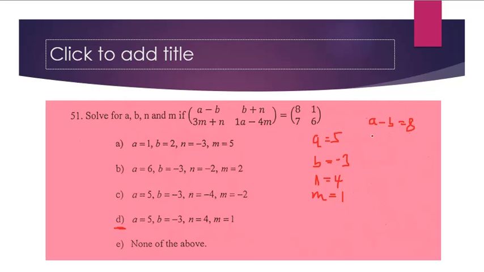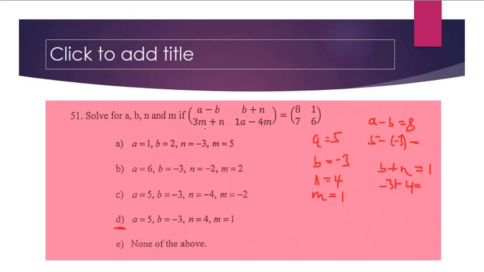A is 5 minus B, which is minus 3. So from here you know that A minus B is most definitely equal to 8. Now let's check the second part. B plus N has to be equal to 1. So we have B, which is minus 3, plus N, which is 4. Most definitely B plus N is equal to 1.